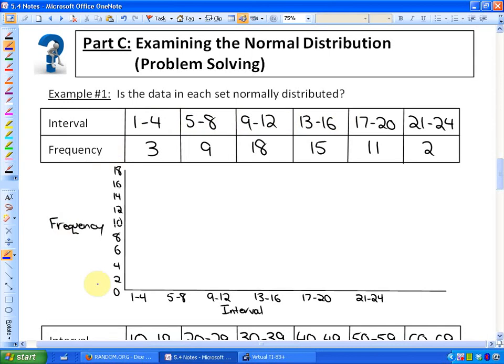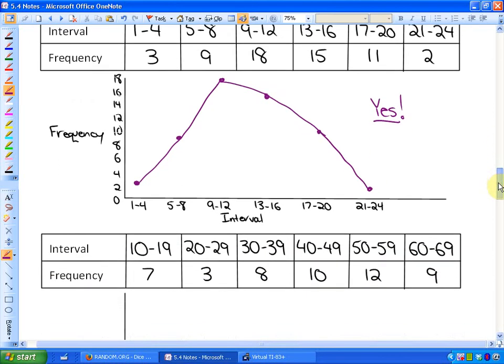If I was to graph this, which you don't have in your study guide, 1 to 4 happens 3 times, 5 to 8 roughly 9, 9 to 12 is roughly 18 times, 13 to 16 is roughly 15 times, 17 to 20, 11 times, and 21 to 24 roughly 2 times. It's not a lot of data, but is it normally distributed? Yes, it does appear to be somewhat symmetrical and also a little bit like a bell curve. You'll see a counterexample in the next one.